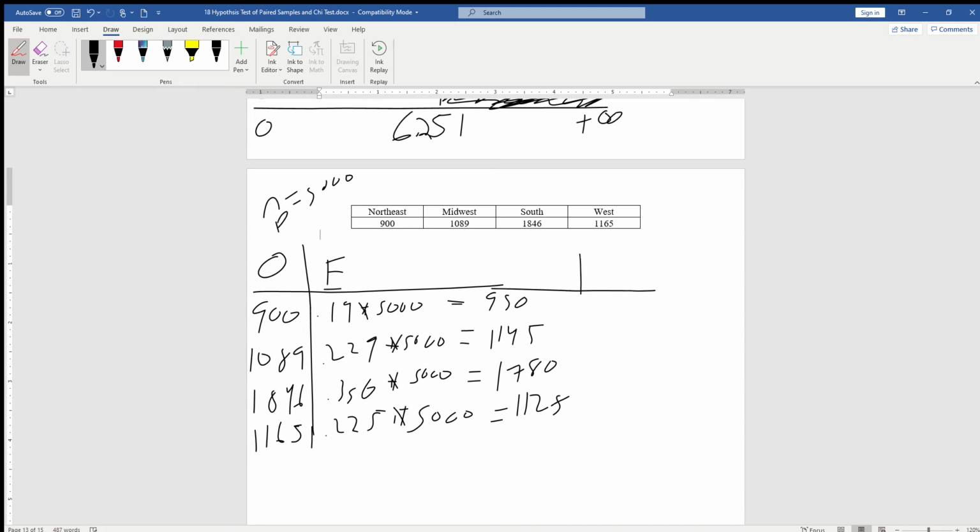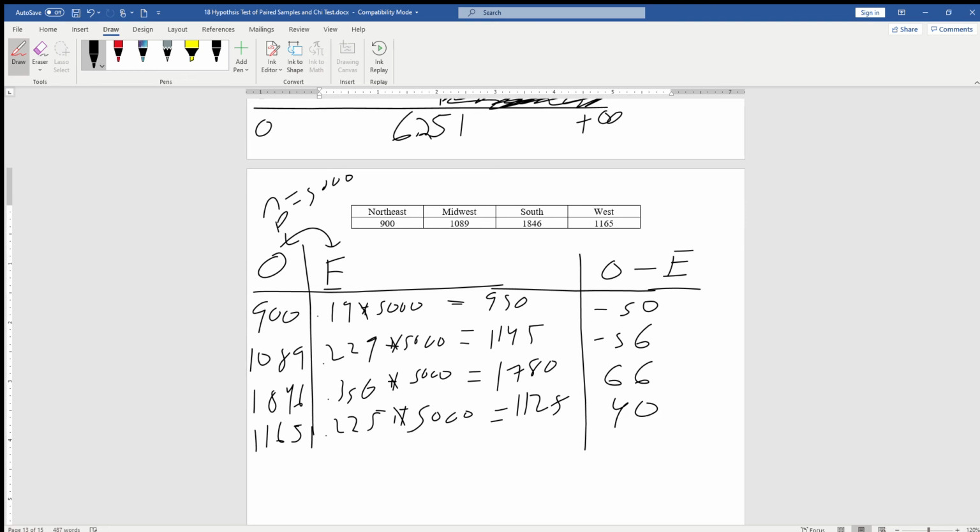Next column, O minus E. So all we're going to do is take these two columns, the O and the E column, and subtract those. The first one is negative 50. 1089 minus 1145, negative 56. 1846 minus 1780, 66. And then finally, 1165 minus 1125, that should be 40.